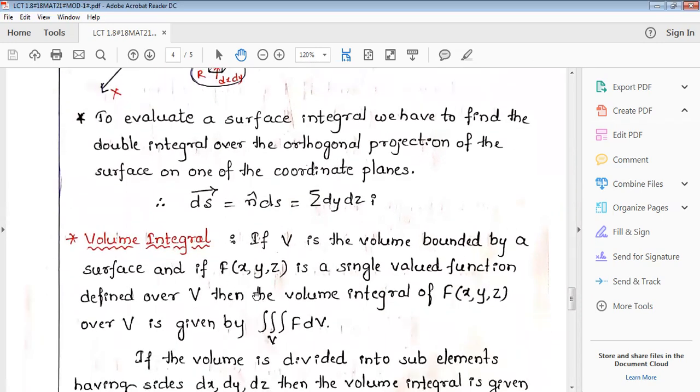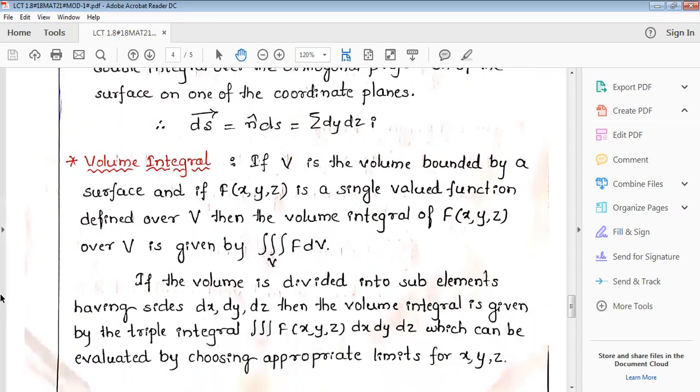So volume integral: if V is the volume bounded by a surface and if f of x, y, z is a single valued function defined over V, then the volume integral of f of x, y, z over V is given by the triple integral over V of f dV. So here V is the volume. If the volume is divided into sub-elements having sides dx, dy, dz, then the volume integral is given by the triple integral of f of x, y, z dx dy dz, which can be evaluated by choosing appropriate limits for x, y, z.